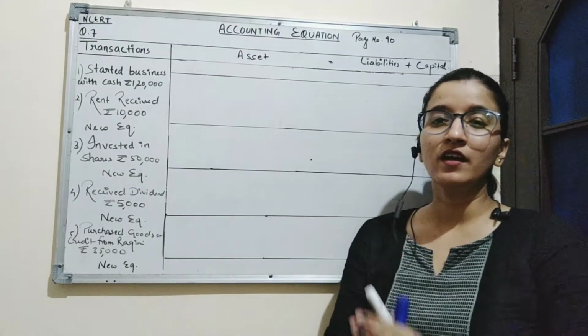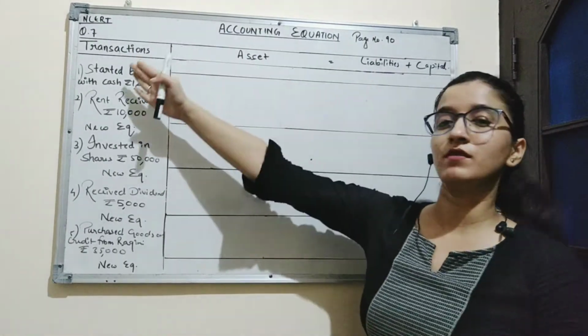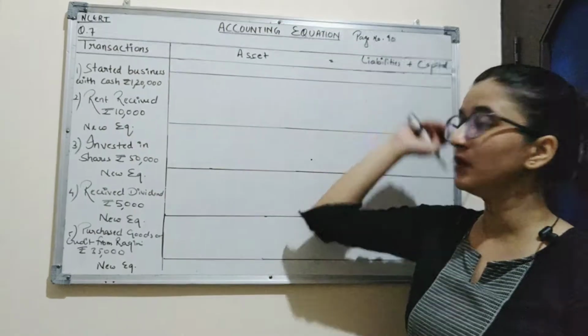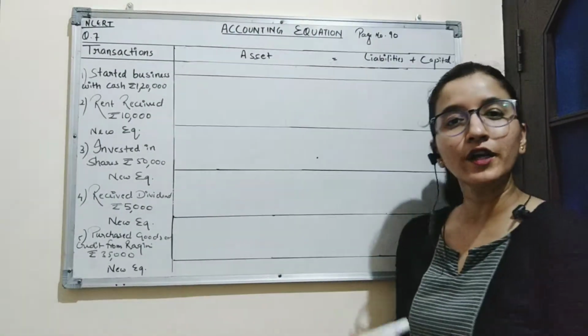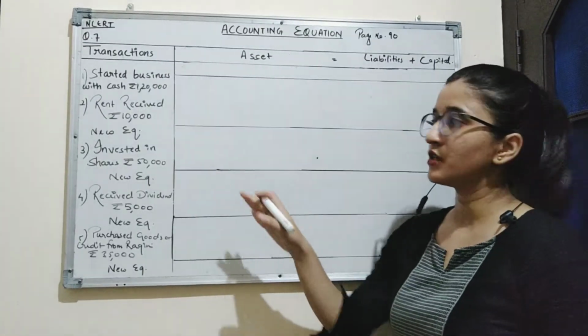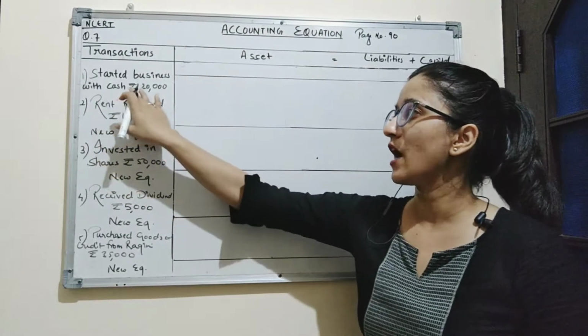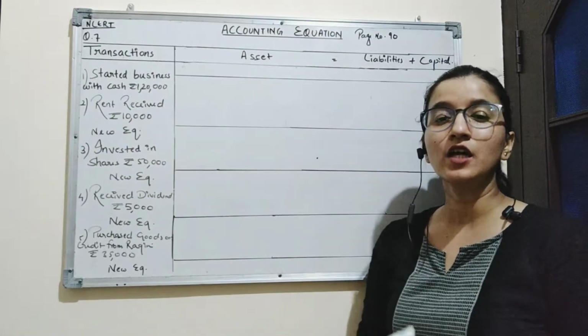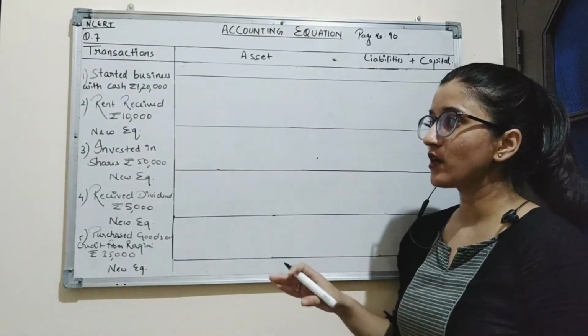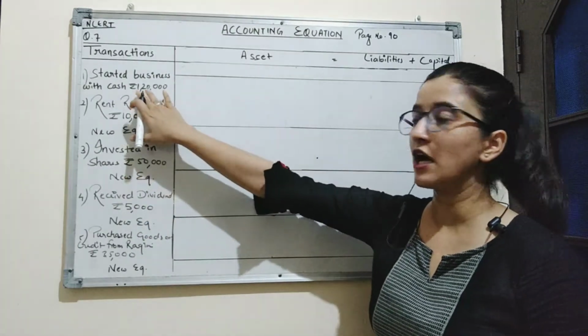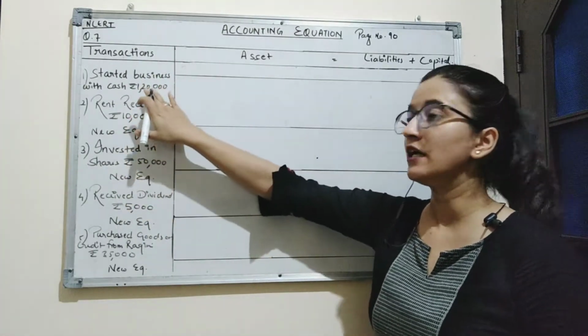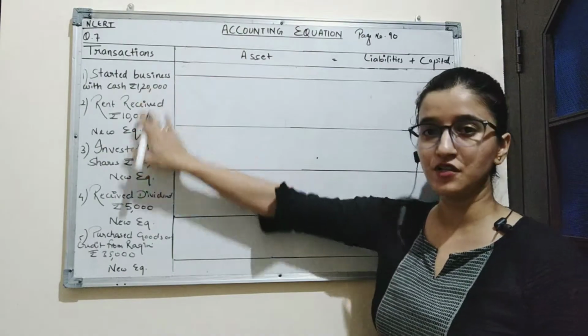Hello everyone. In this session, we'll be doing question number 7 of NCERT, page number 90. So according to the question, the first transaction is started business with cash amounting to rupees 1,20,000. Now in this transaction, the firm is receiving cash of rupees 1,20,000. That means there is an inflow of cash in the business.